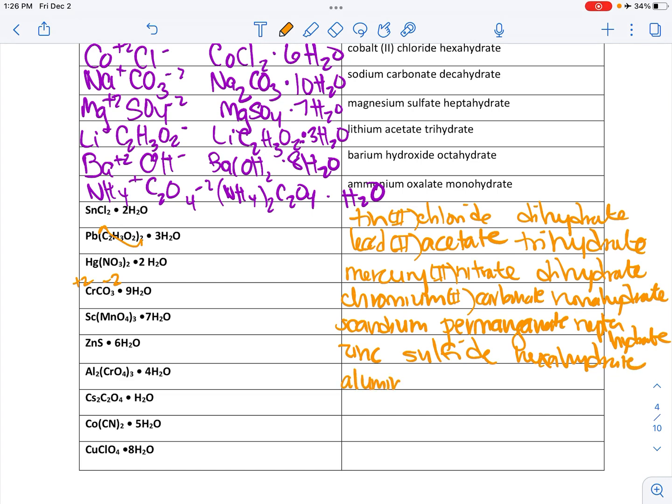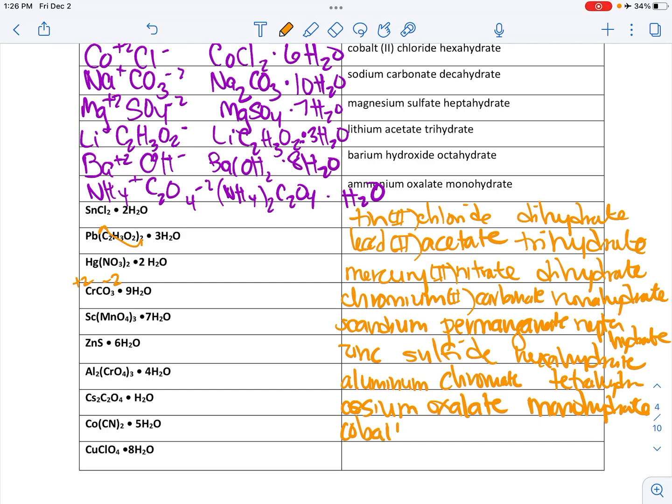Aluminum does not need Roman numerals, chromate, tetrahydrate. This is cesium oxalate. Cesium does not need Roman numerals. This is a monohydrate. Notice there's only a 1, water.